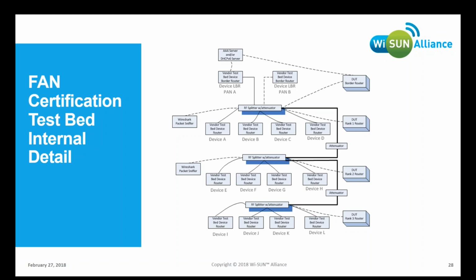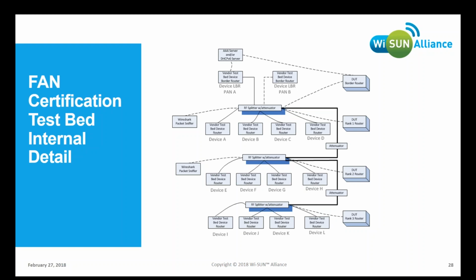I will direct your attention to the 12 rectangles right in the middle of the figure. Those are the 12 test bed units, device ABC up to device L. So these are the 12 test bed units that act as the router in the FAN profile. And on the upper side, you will see the device LBR Pan A and Pan B. These are the network coordinators. They are the border routers that are controlling the network, and you can see a hierarchical rank 1, rank 2, rank 3, representing different hierarchies of the FAN network.